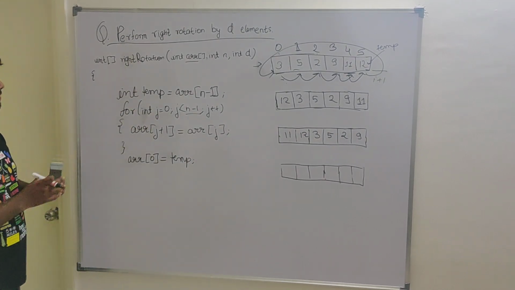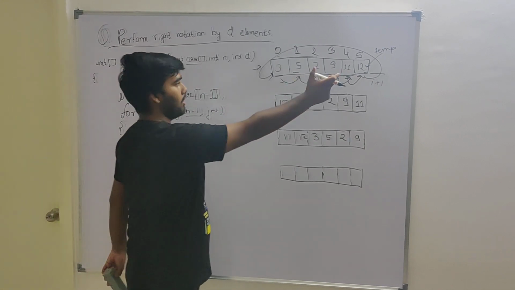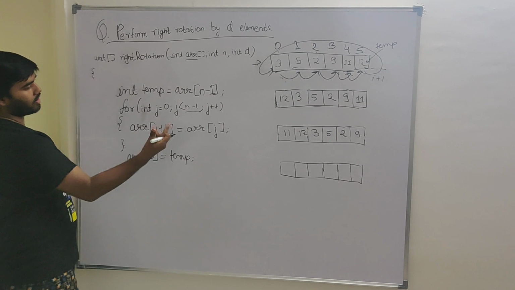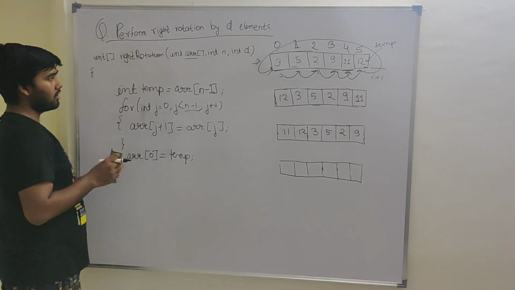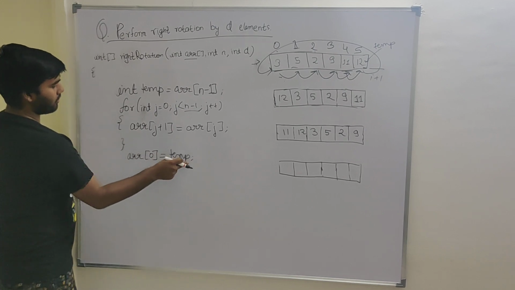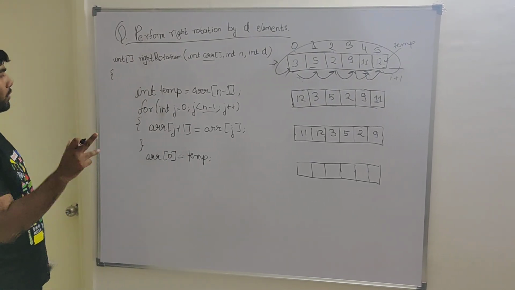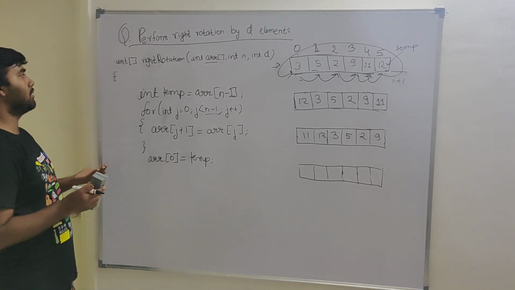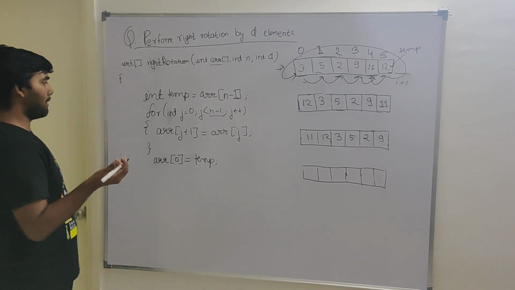We can look at the problem. We took a temporary variable and stored the last element in that. We performed the right shift for every other element except the last one. Then in the first one, we replaced the first element by the temporary variable. This will perform an ideal rotation by one element. But in the problem, we are asked to do a rotation by d elements. So what we can do is perform this operation d times.